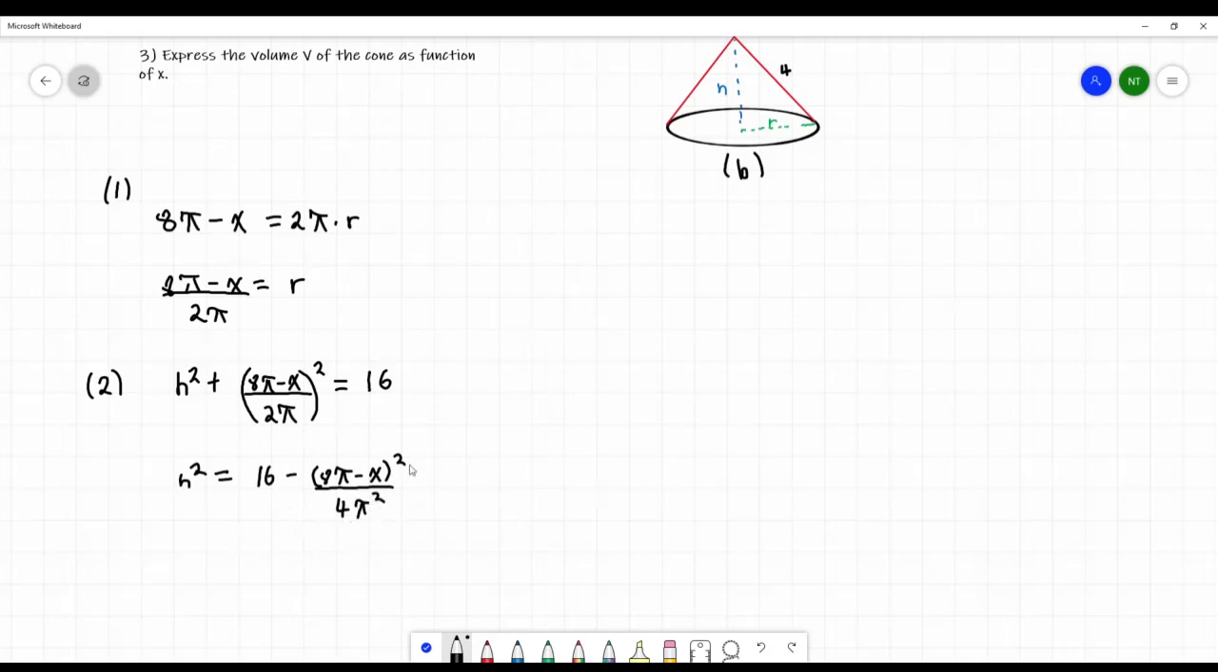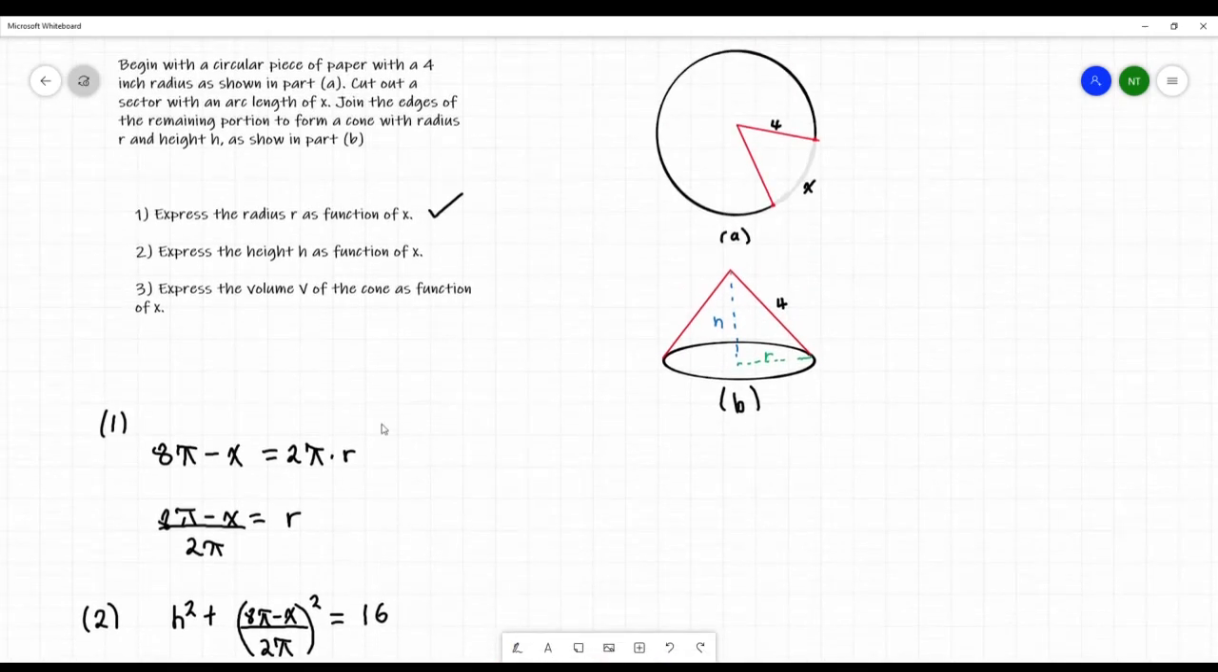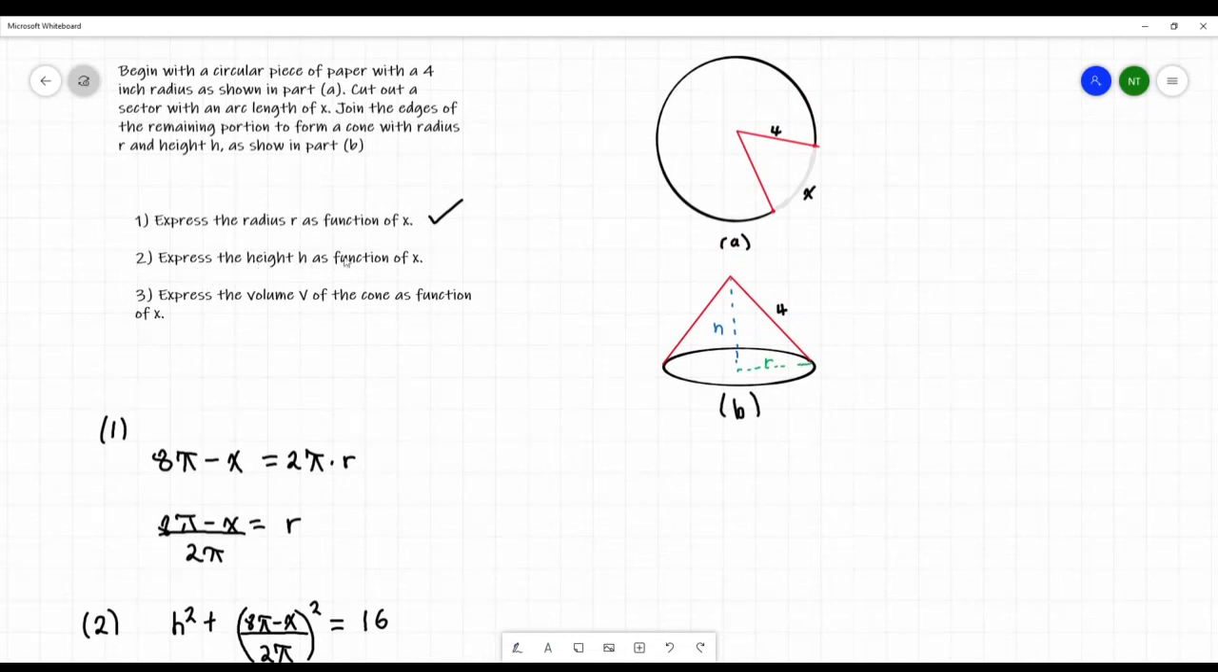Okay, so now we solve for h squared. Now let's just solve for h. h is equal to the square root of 16 minus (8 pi minus x) squared over 4 pi squared. Okay, so we just solved for h. So what did we do here? We're expressing h as a function of x. And since we expressed h as a function of x, we solved the second problem: express the height h as a function of x.